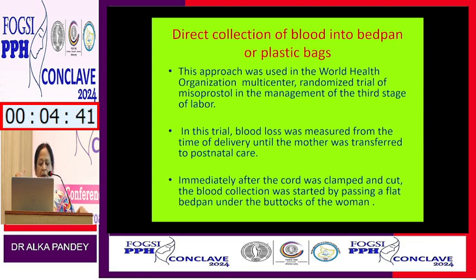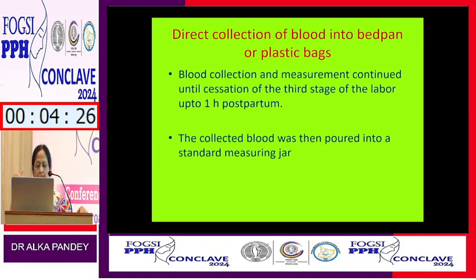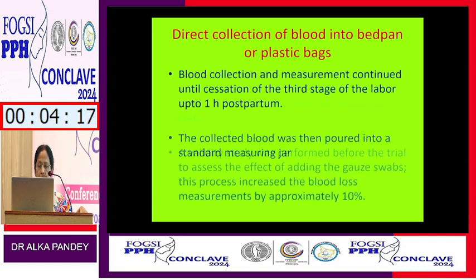In this trial, blood loss was measured from the time of delivery until the mother was transferred to postnatal care, and immediately after the cord was clamped and cut, the blood collection was started by passing a flat bedpan under the buttocks of the woman. Blood collection and measurement continued until cessation of the third stage of labor, up to 1 hour postpartum, and the collected blood was then poured into a standard measuring jar.